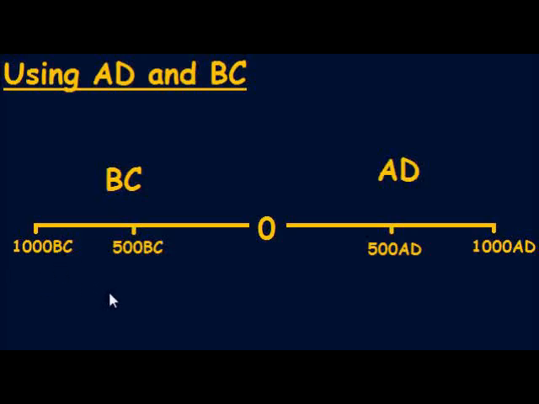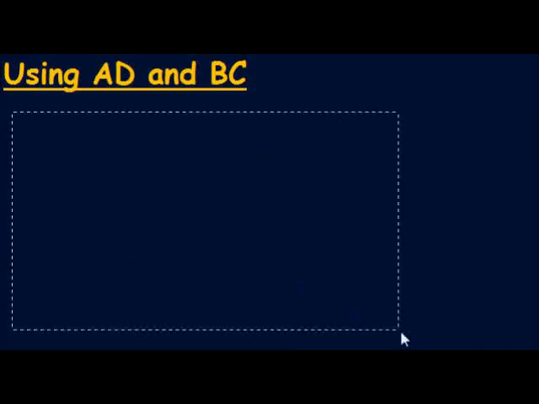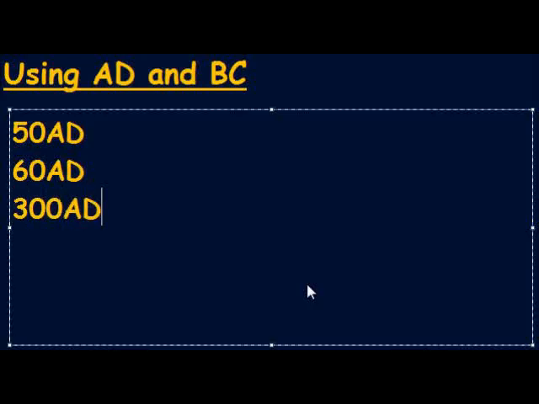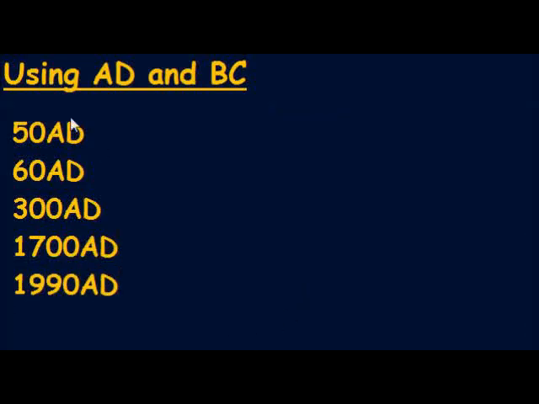So let's look at some examples so that this all makes sense. So let's look at how to put AD dates in order. Now, putting AD dates in order is very easy because all you have to do is go from the smallest number to the largest number when you're putting them into chronological order. So if we took the dates 50 AD, 60 AD, 300 AD, 1700 AD, and 1990 AD, these years are all in chronological order because we go from the smallest number to the largest number.